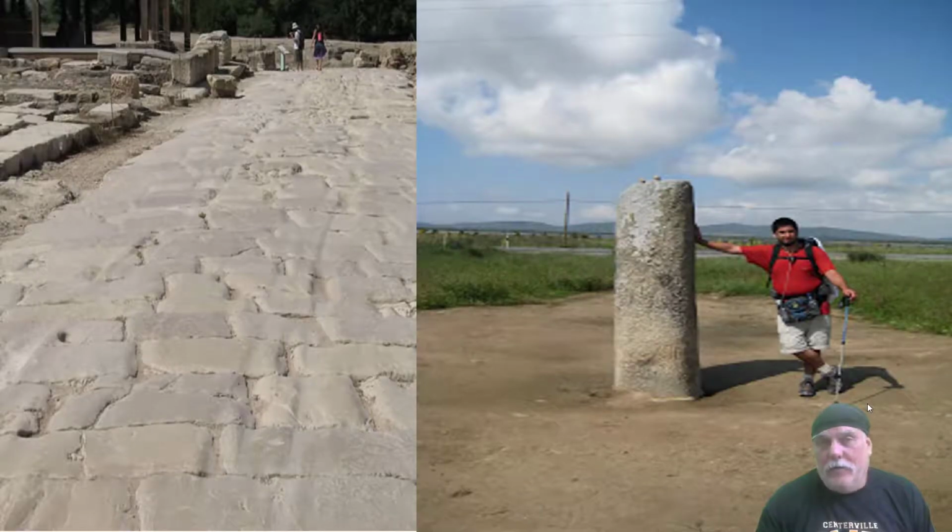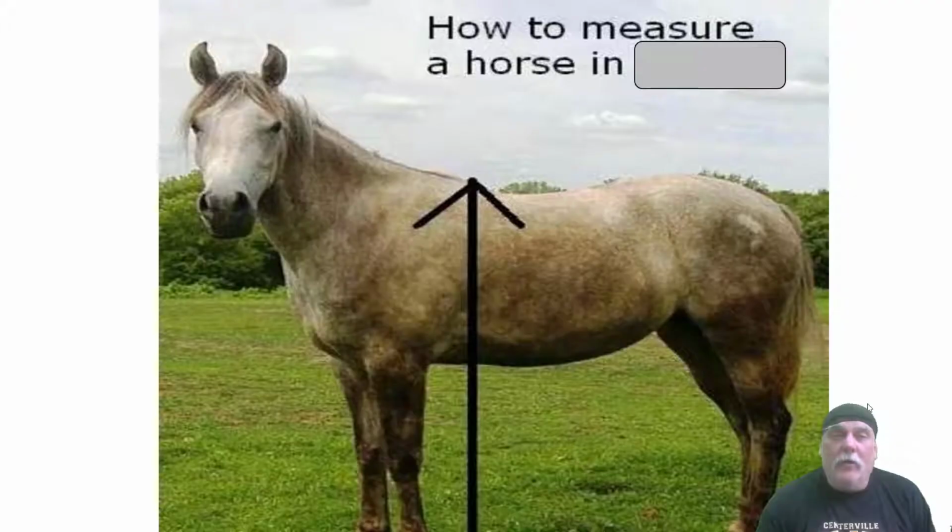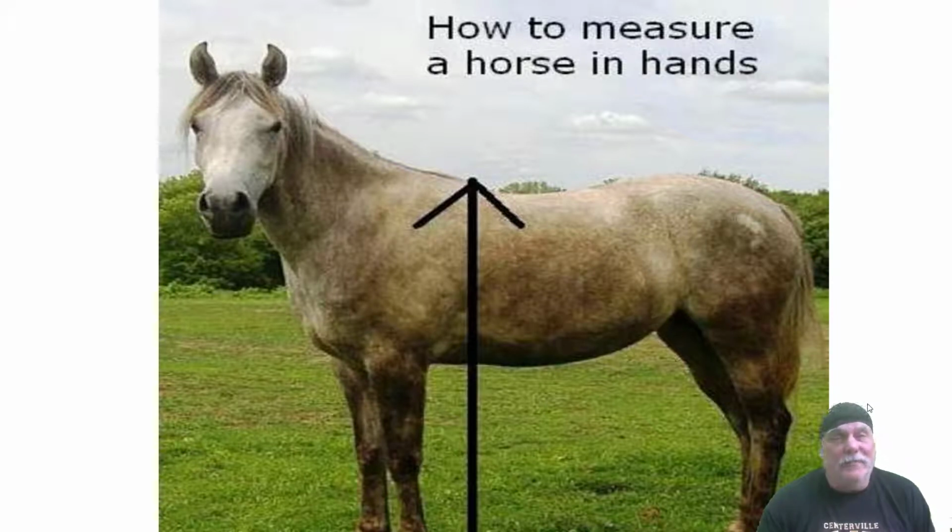The mile was used by the Romans, and this is a picture of an old Roman road on the left, and they would have mile markers. Some of you horse people might know this one. A horse's height, it's measured in what? What unit is a horse's height measured in? It's kind of a weird one. It's called hands, so you'd measure a horse in hands.